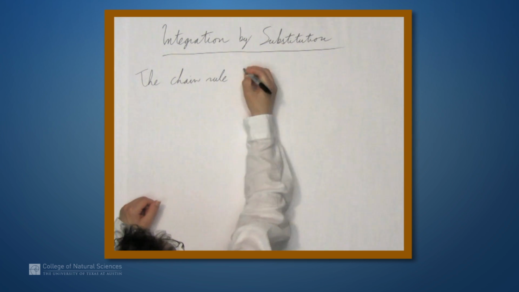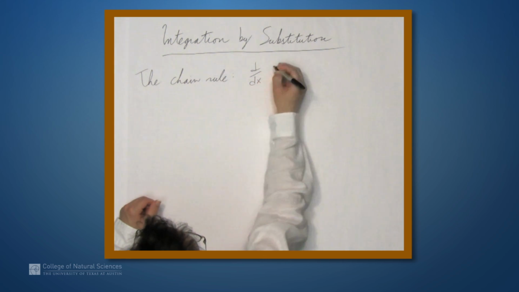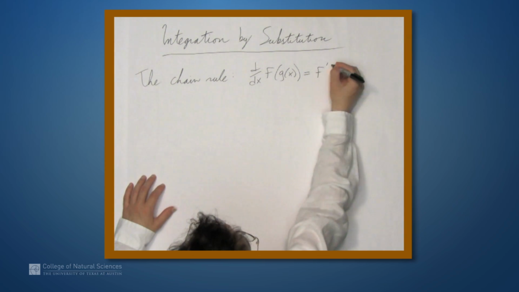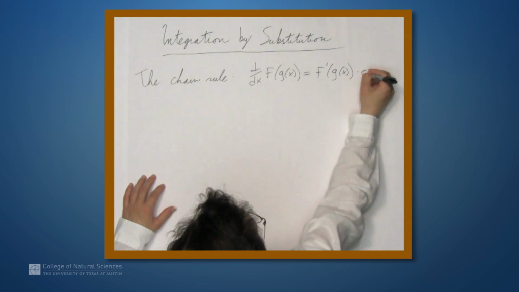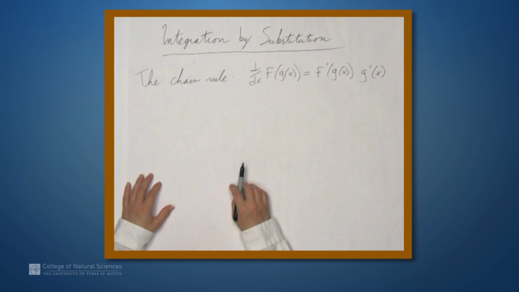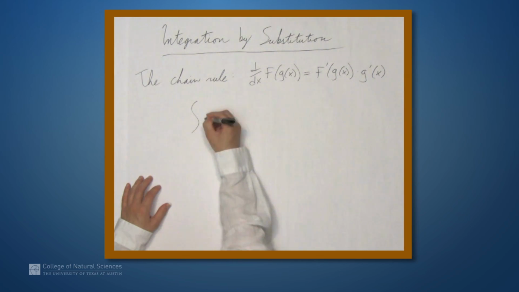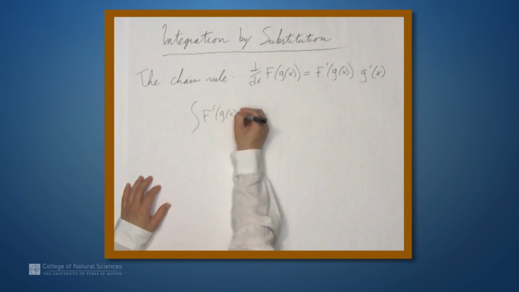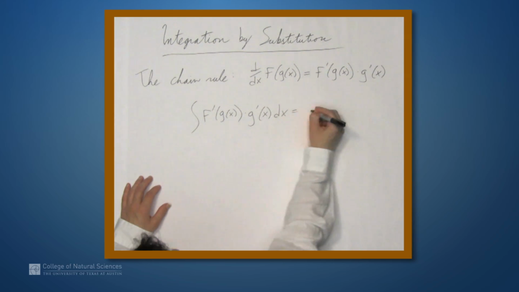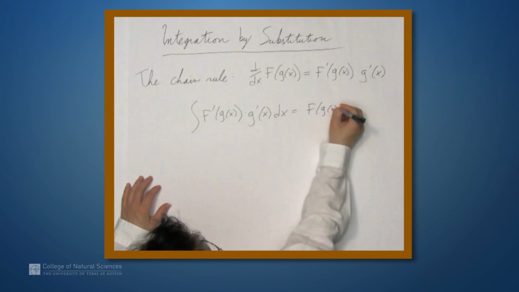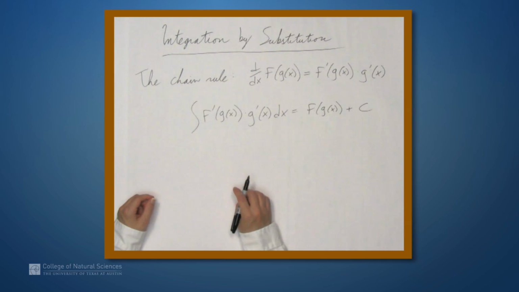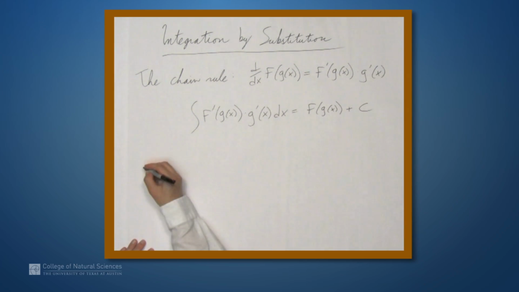So the chain rule says that the derivative of f of g of x is f prime of g of x times g prime of x. Now, if we integrate both sides, we get the integral of f prime of g of x times g prime of x dx equals f of g of x plus c. And this is the basic idea behind integration by substitution. So let's look at an example.